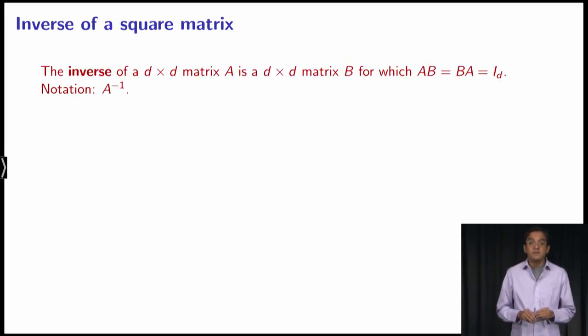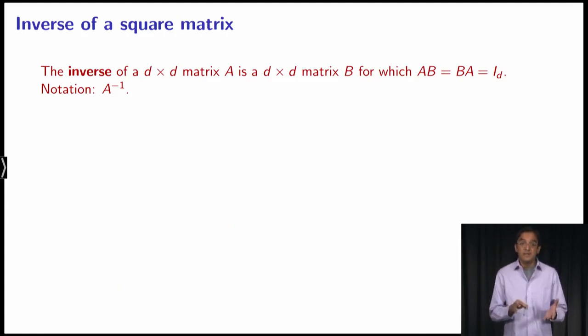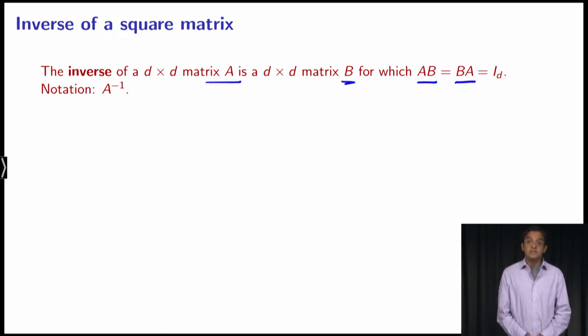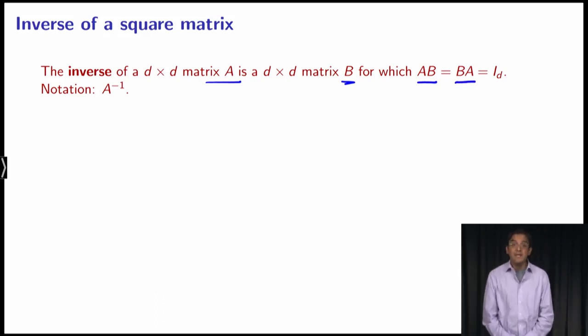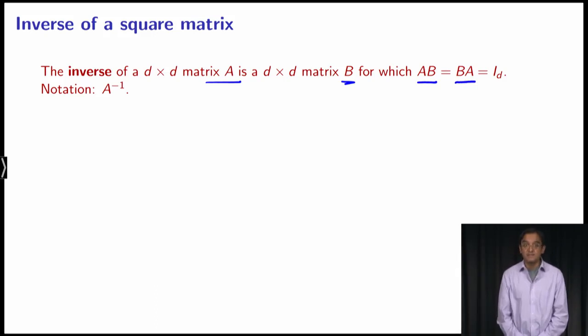Okay, so a very important quantity associated with the square matrix is the inverse. Okay, so if you have a square matrix, a d by d matrix A, the inverse is some other matrix B, such that A times B is the identity and B times A is the identity. So what this means, among other things, is that B has to also be a d by d matrix. Okay, and the notation we'll use is that we'll call this matrix A to the minus 1. The inverse of A.